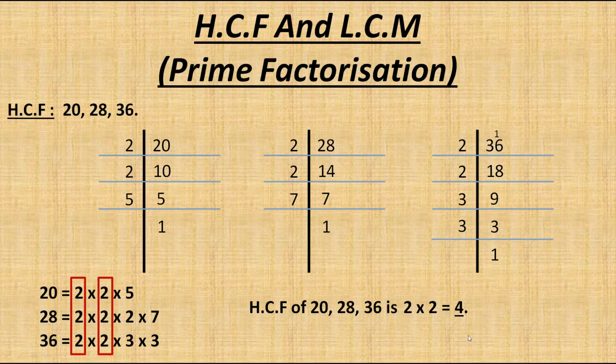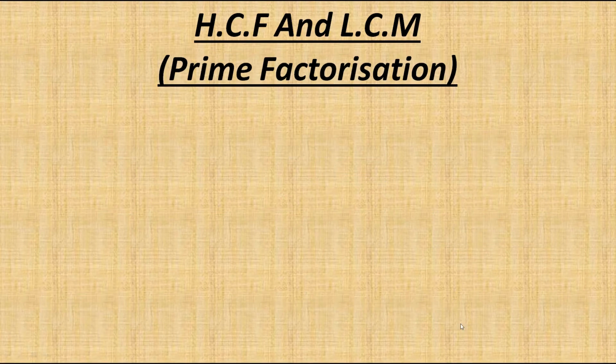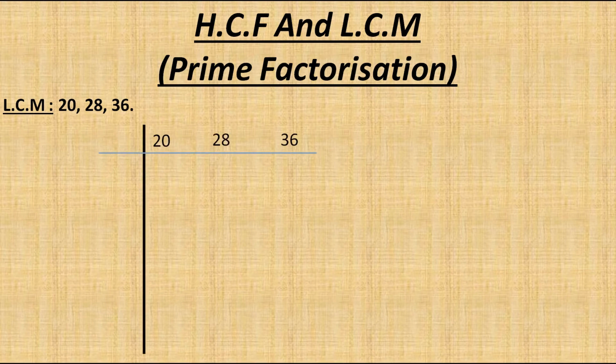Now let's find the LCM of these three numbers. So the LCM of 20, 28 and 36. While finding the LCM, we can directly find the prime factorization of these three numbers together. So how to find it, I'll tell you. First we write all these three numbers and then we draw the lines. Now we have to think that all these numbers are even, so we can divide all three numbers by 2.